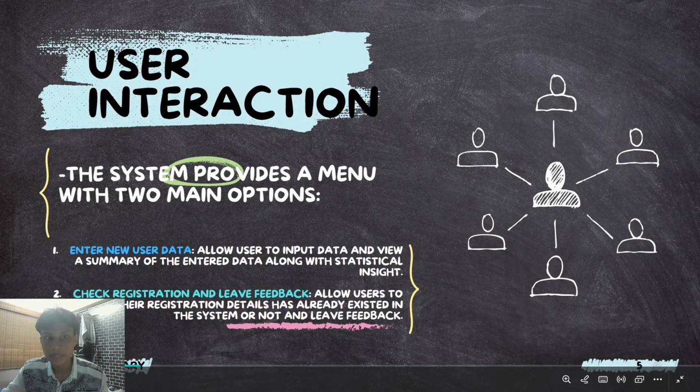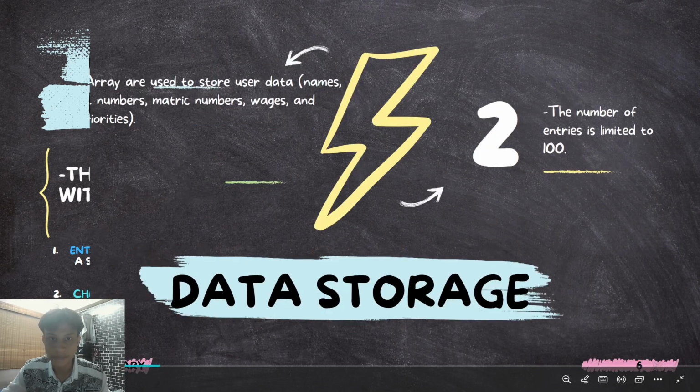The system provides a menu with two main options. The first one is enter new user data, which allows the user to input data and view a summary of the entered data along with the statistics inside. The second is check registration and leave feedback, which allows the user to check if the registration detail already exists in the system or not, and leave feedback.